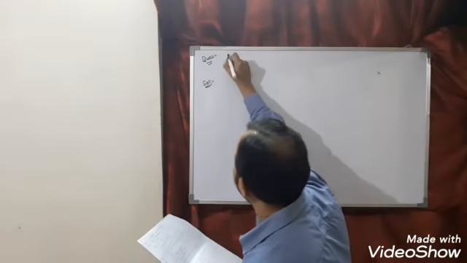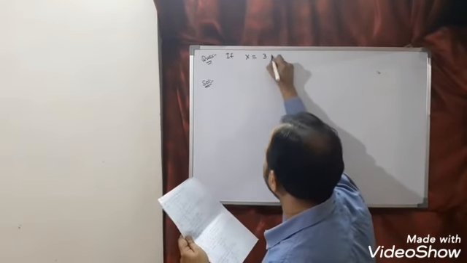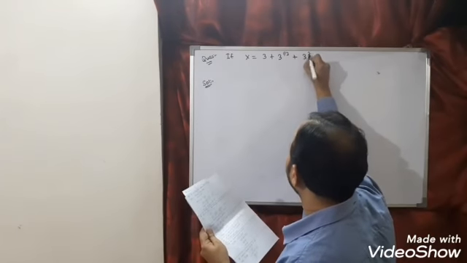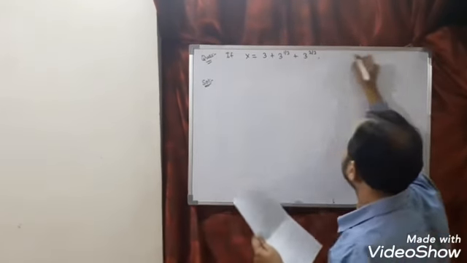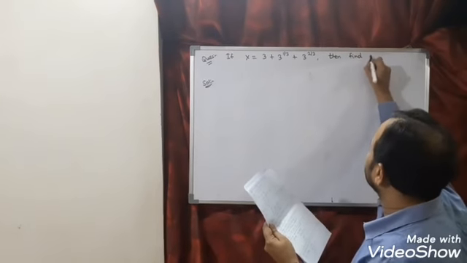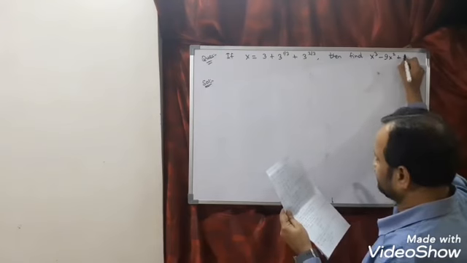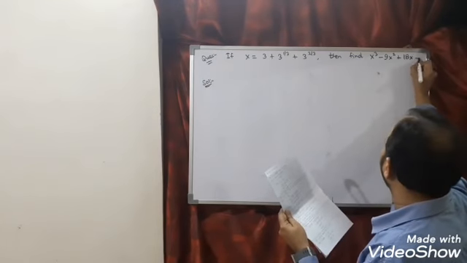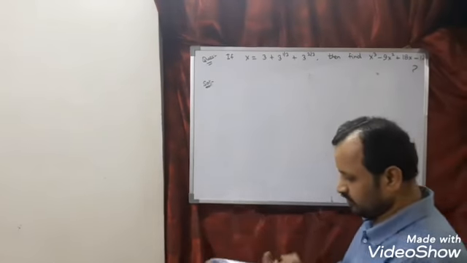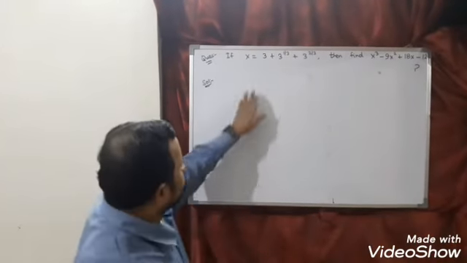Question here is, if x is equal to 3 plus 3 power 1 by 3 plus 3 power 2 by 3, then find x cube minus 9x square plus 18x minus 12 is equal to what? This is the question. Look here.